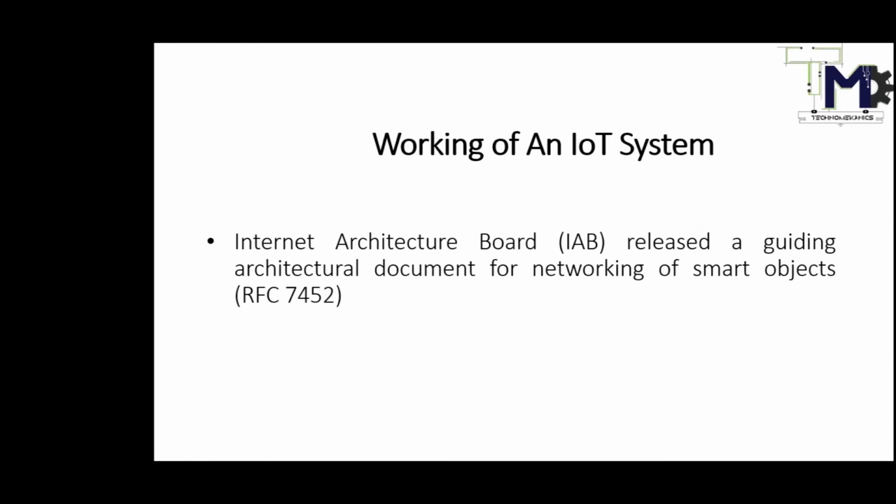If you want to become a very good IoT engineer, or work on a very good IoT project, then you must also have knowledge of the Internet Architecture Board, which is known as IAB. It released a guideline, an architectural document for networking of smart objects. You can see here it is written as RFC 7452. You can search this on Google and learn about it. This is a document provided by the IAB, and it has a lot of material like the regulations and what you need to follow when you are working with real-life IoT models.